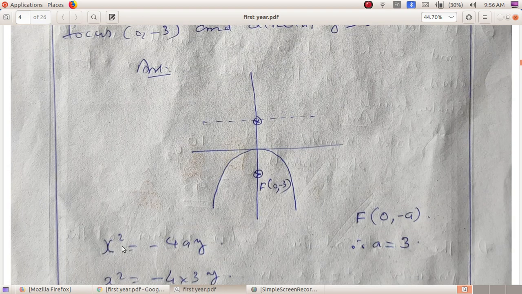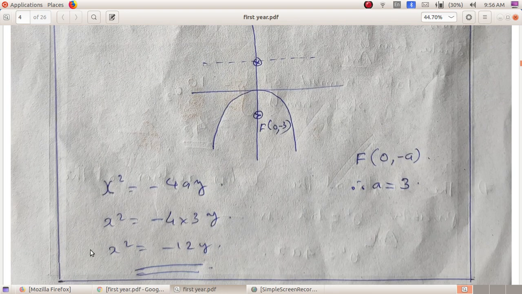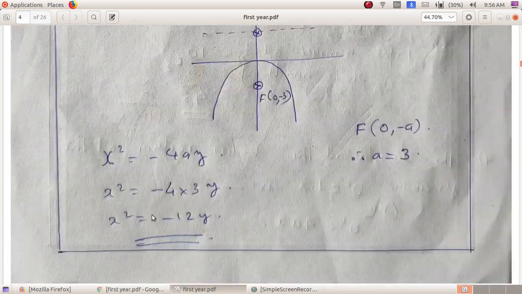The formula is x square is equal to minus 4ay. If the parabola is like this, x square equal to 4ay. If the parabola is like this, y square equal to 4ax. And if the parabola is like this, x square equal to minus 4ay. So x square is equal to minus 4 into a. Here a is 3 because the focus is (0, minus a). So a is equal to 3 here. Minus 4 into 3 into y, so minus 12 into y. So x square is equal to minus 12y. That is the equation of the parabola.